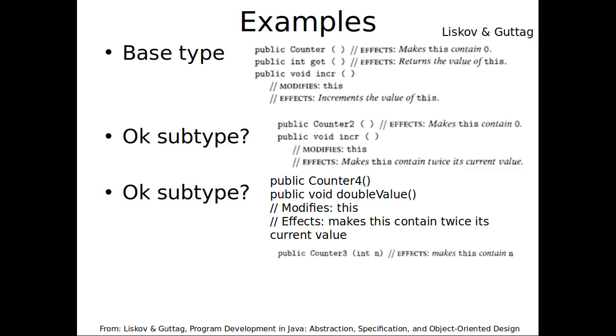How about this guy? Counter 3. Counter 3 claims to be a subtype of counter. Maybe it extends counter, for example. But it allows another type of constructor that allows you to pass in any integer as the starting value for the counter. Is that a legitimate subtype? What if you pass in a negative? Yeah, pass in a negative, that would be impossible to get through this, right?